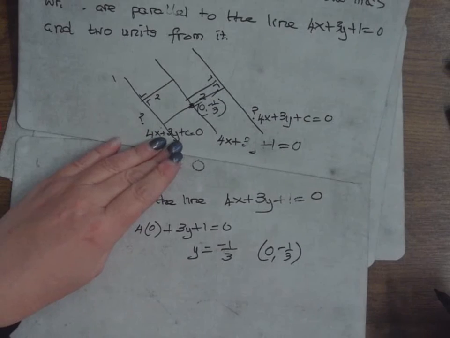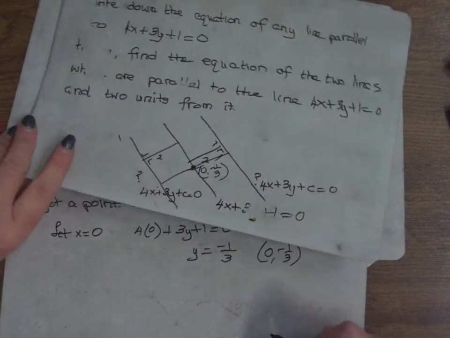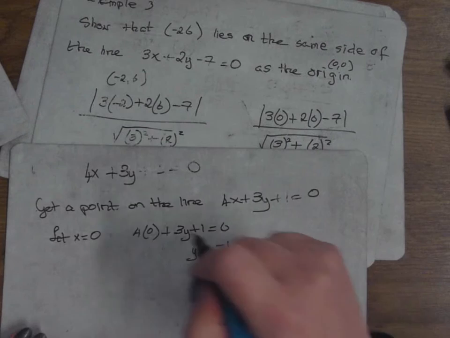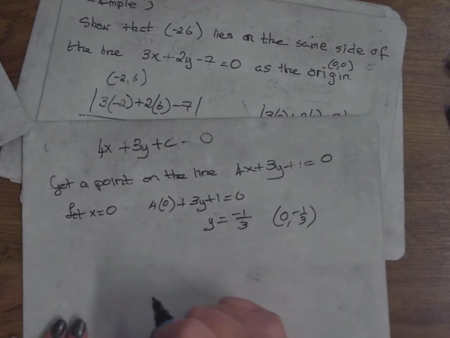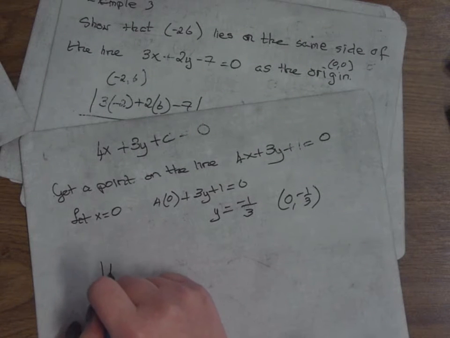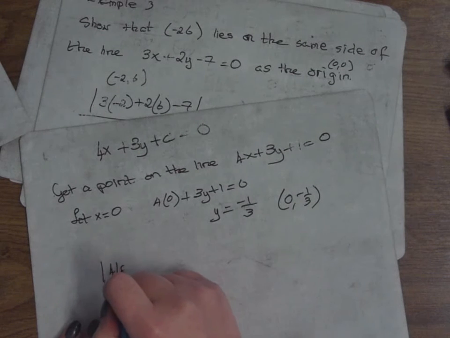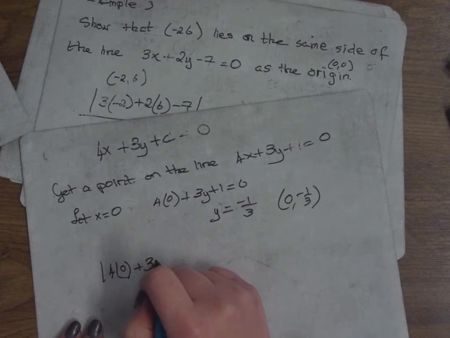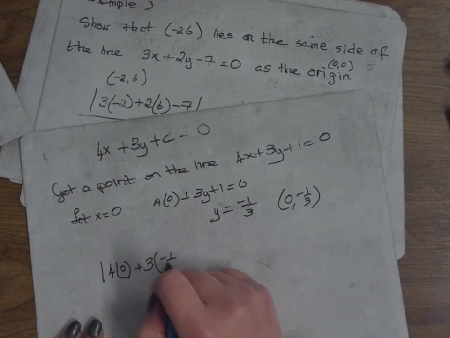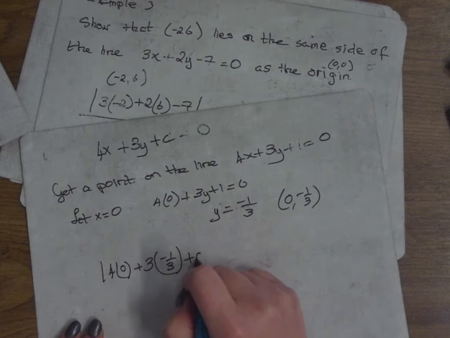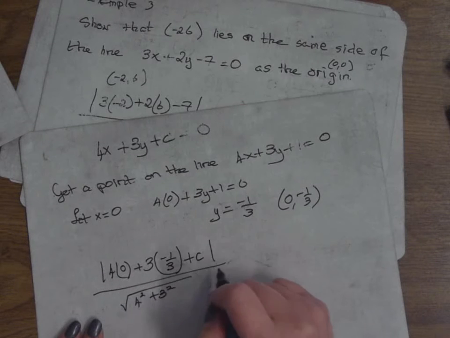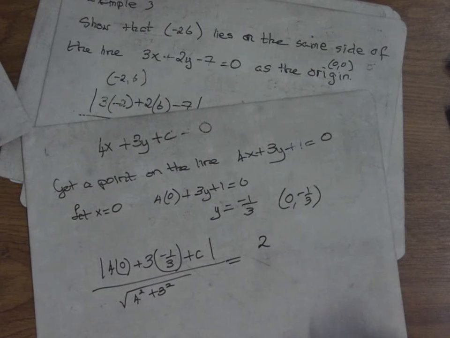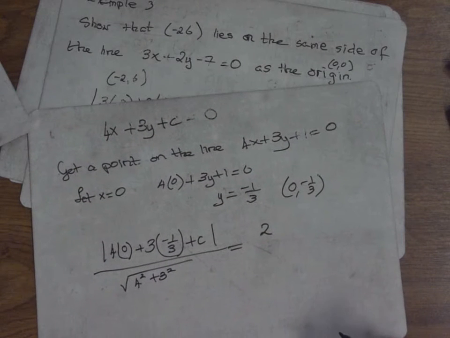Would you agree? If I get the perpendicular distance from that point to the general equation, the answer is going to be 2, isn't it? So it's the positive value of 4 times x, which is 0, plus 3 times y, which is minus 1/3, plus c, which is what I'm trying to figure out, all over the square root of 4 squared plus 3 squared. And I know the answer is going to be 2, because they told me in the question.